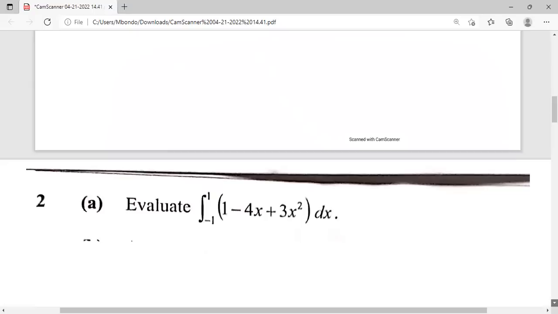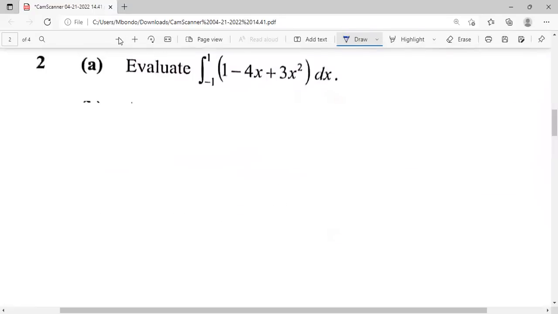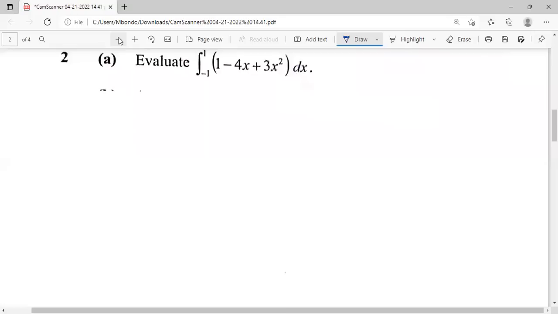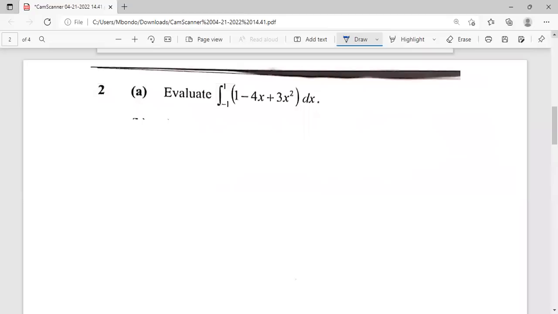Okay, so we have this question here now. I hope it's clear. Okay, so let's see. This is integration here. We need to integrate this part, and then you know what we'll do thereafter. So we are going to integrate. As you may know, integration is the antiderivative.